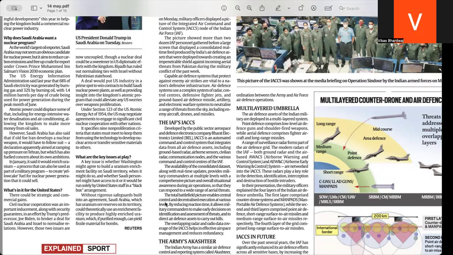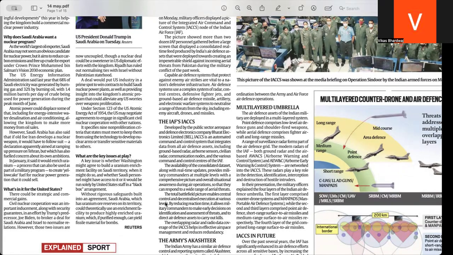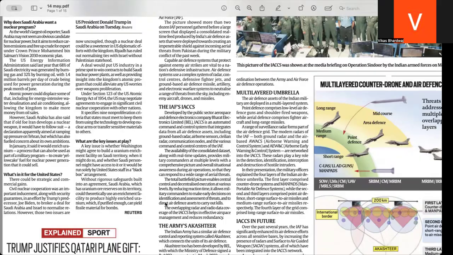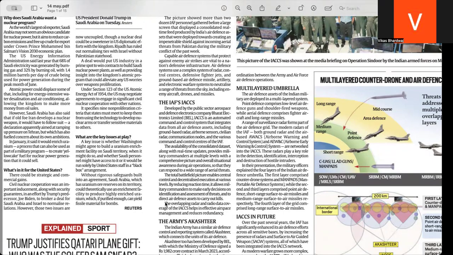Saudi Arabia has also said that if old foe Iran develops a nuclear weapon, it would also have to follow suit. A declaration apparently aimed at ramping up the pressure on Tehran, but which has also fueled concern about its own ambitions. Saudi Arabia also says that it will enrich uranium, a process that can also be used as part of a military program, to create yellowcake fuel for nuclear power generation, so that it could sell.